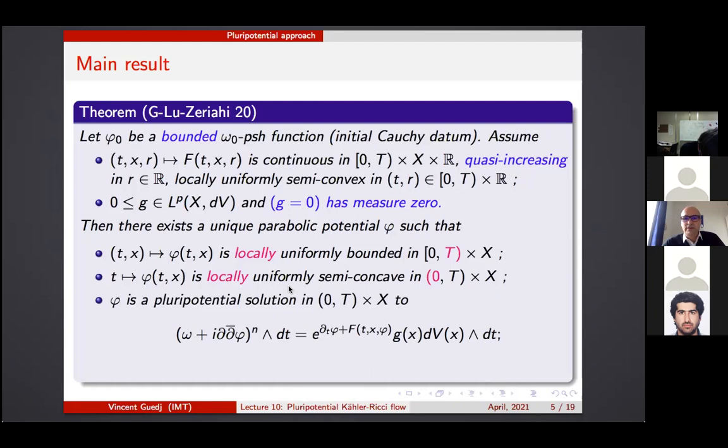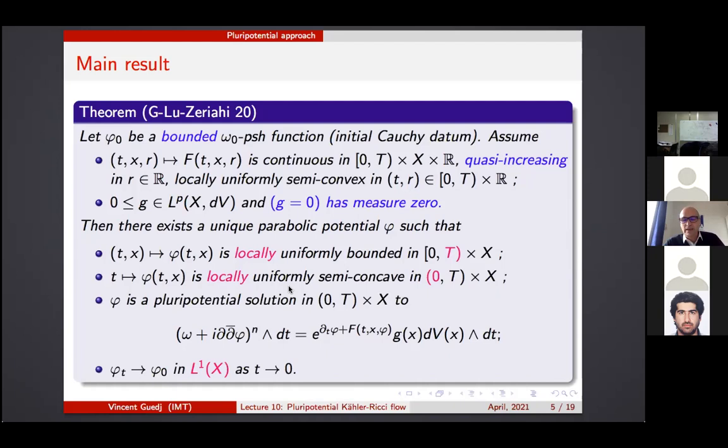And omega t prosodic. And the right-hand side is well-defined because dt phi is well-defined almost everywhere. So the left-hand side, which is a Bedford-Taylor type measure, coincides with the right-hand side, which is well-defined in the Lebesgue sense almost everywhere, okay? And finally, you need to impose a Cauchy condition.